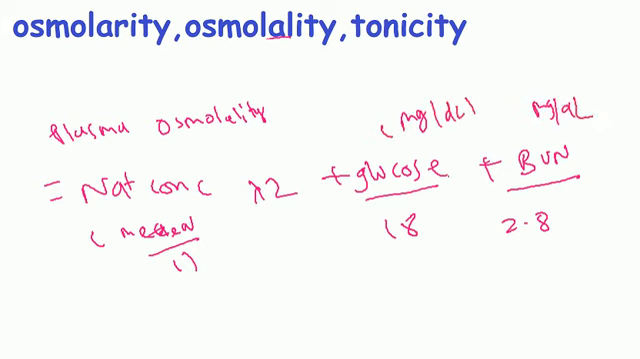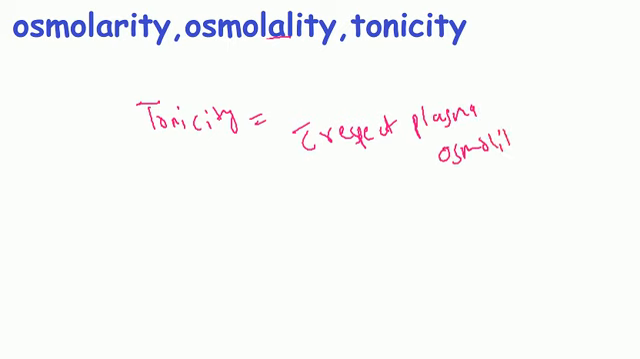Let us repeat the formula. Plasma osmolality is sodium concentration into 2 plus glucose upon 18 plus blood urea nitrogen upon 2.8. So now we will see tonicity. Tonicity is the osmolality of a solution with respect to plasma osmolality.